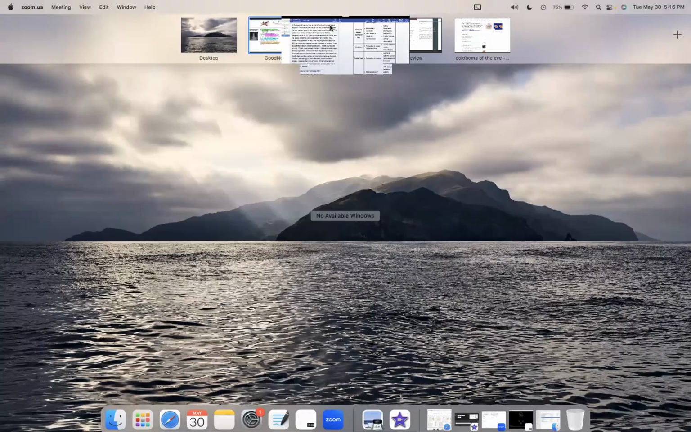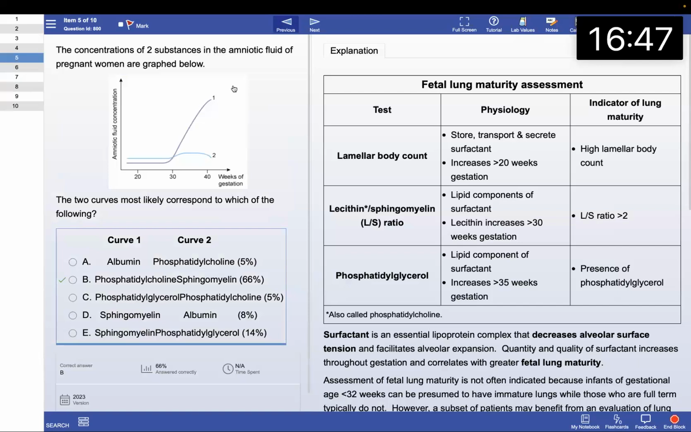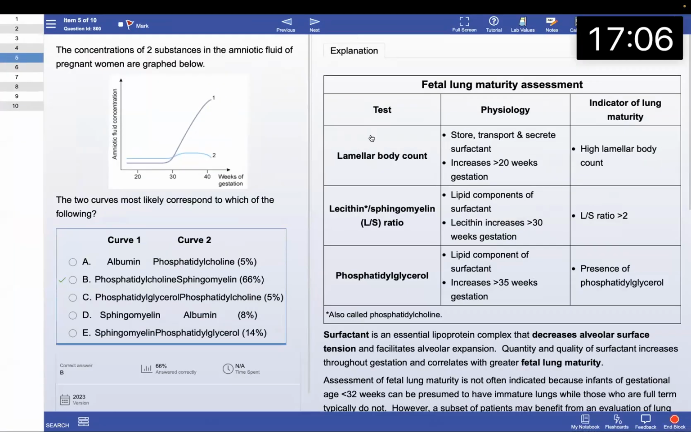So according to that question, we just need to know what happens. Here they ask: the concentrations of two substances in the amniotic fluid of pregnant women are graphed below. The two curves most likely correspond to which of the following? One was lecithin, also known as phosphatidylcholine, and two was sphingomyelin. It needs to be more than 2 for lung maturity.